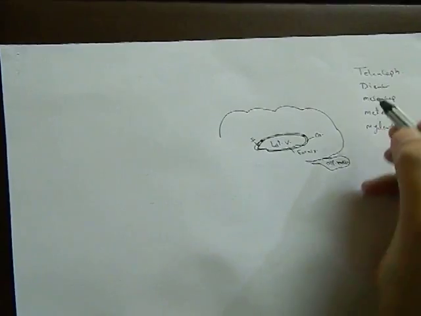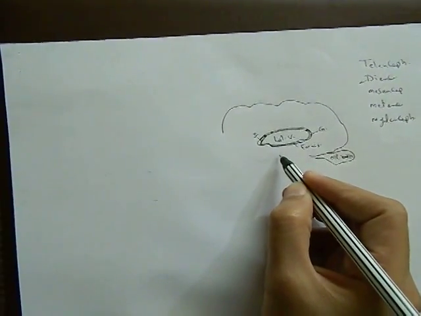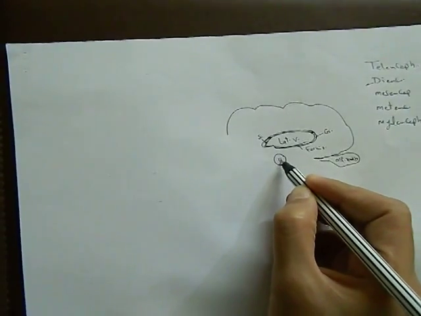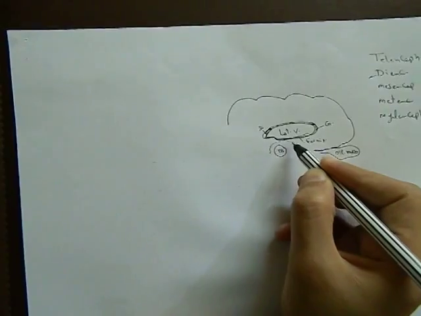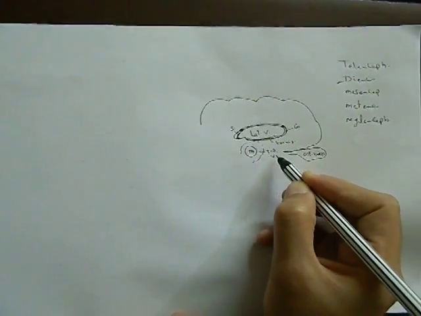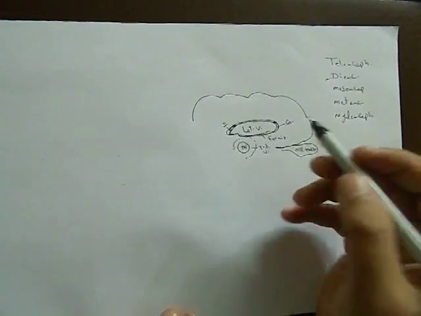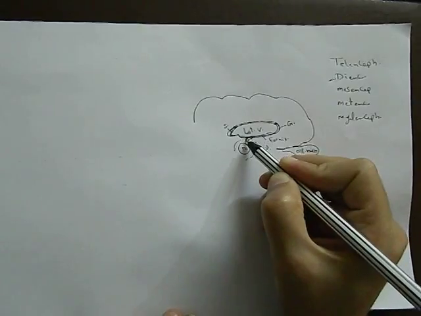The second part, diencephalon, thalamus. The groove around the thalamus is the 3rd ventricle. The 3rd ventricle and lateral ventricle are connected through the foramen of Monro.